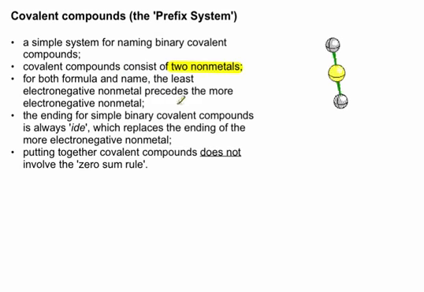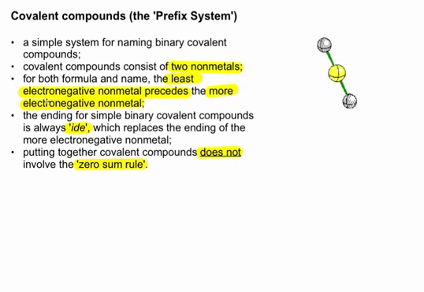Two nonmetals, and in both the formula and the name, in terms of ordering things, the least electronegative nonmetal precedes the more electronegative nonmetal. Basically, the less electronegative goes first, the more electronegative goes second. The ending is always "-ide", just like with ionic compounds, and that "-ide" ending is going to go on the end of the more electronegative element. And we do not have to worry about the zero-sum rule with the prefix system. So it's a little simpler. In fact, the prefix system is very simple, as you're going to see.